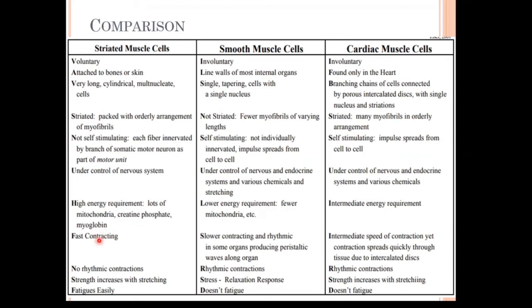Striated muscles are fast contracting, smooth muscles are slow contracting, and cardiac muscles have an intermediate speed of contraction. Cardiac muscles are totally involuntary. Smooth muscles have rhythmic contractions, and cardiac muscles again have rhythmic contractions. Skeletal muscles fatigue quickly, easily. However, the other two types of muscles do not fatigue quickly. Right? So this was about the structural types of the muscles.